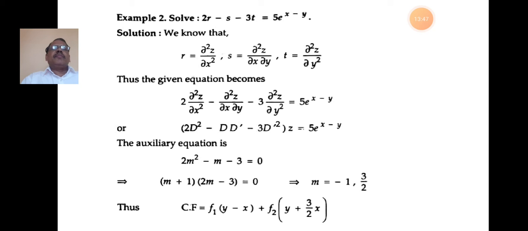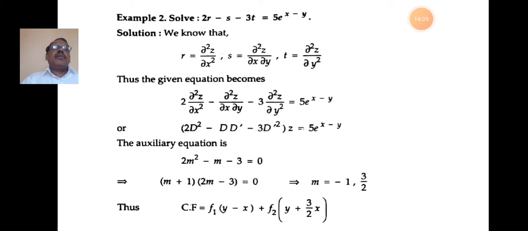So the auxiliary equation is given by putting D equal to m and D dash equal to 1: 2m² − m − 3 = 0. This is the auxiliary equation. Solving, (m + 1)(2m − 3) = 0, so m = −1, 3/2. Here the roots are real and distinct.